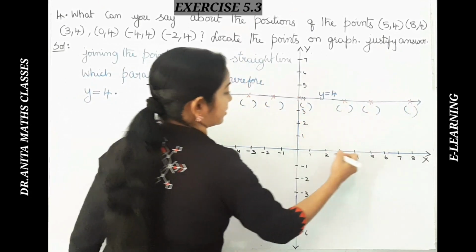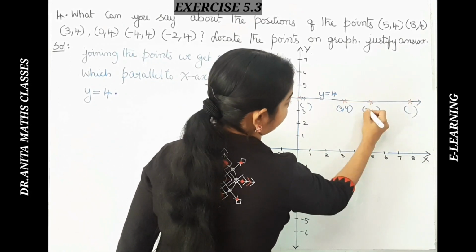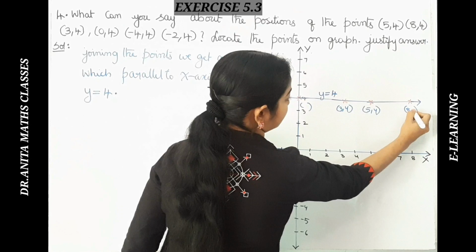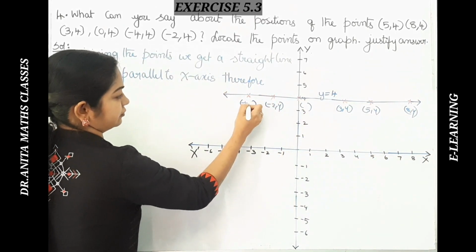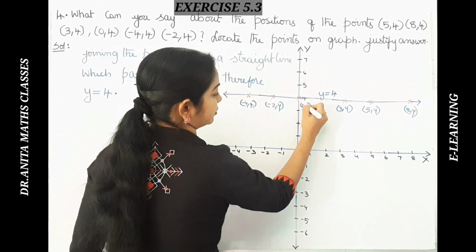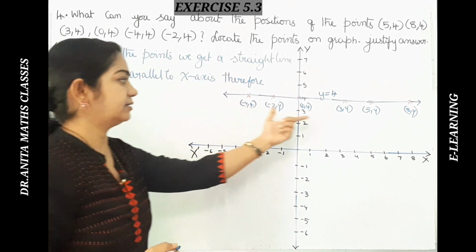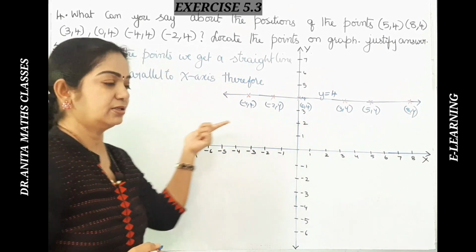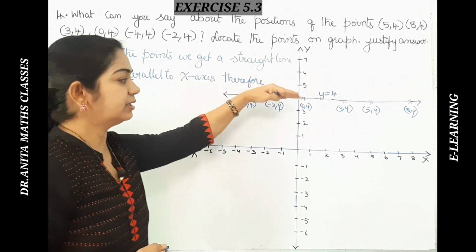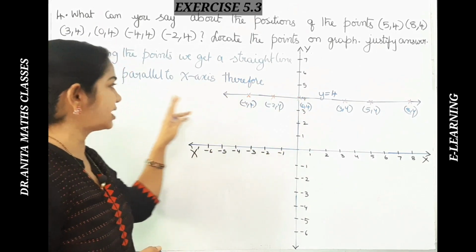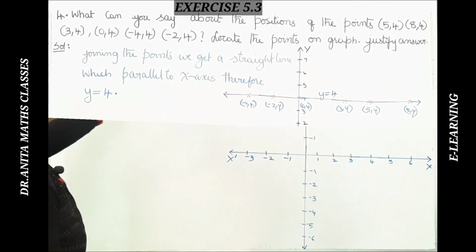Okay. So this point is 3, 4. This is 5, 4. This is 8, 4. Here this is minus 2, 4 and minus 4, 4. This is 0, 4. So after plotting, immediately write the points. Okay. So we have justified that this is parallel to the x-axis, which is 4 units, and the equation of the line is y equal to 4. Just pause the video and note it down.